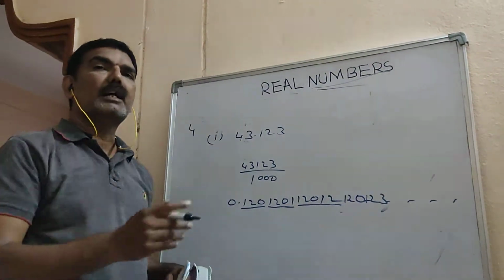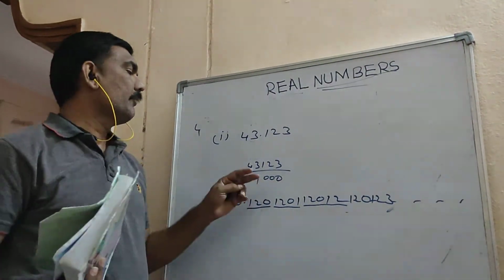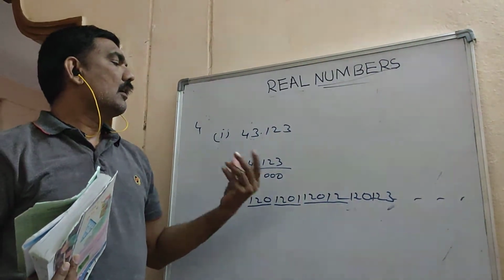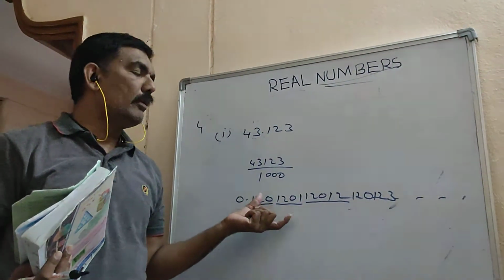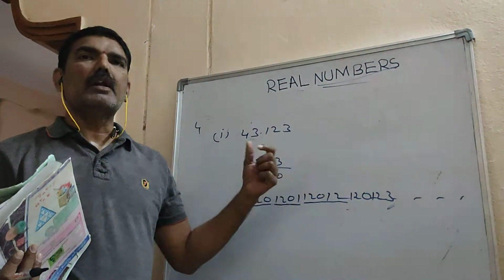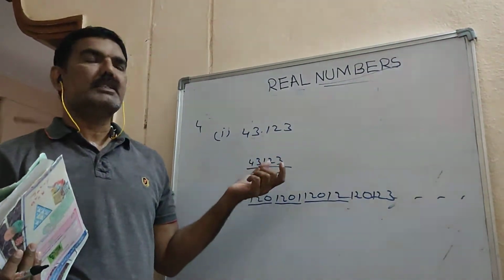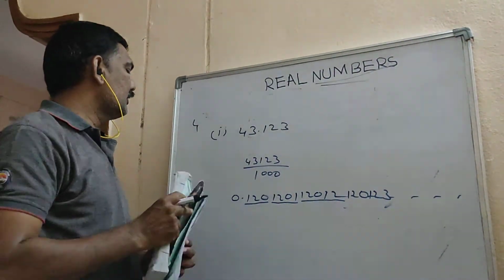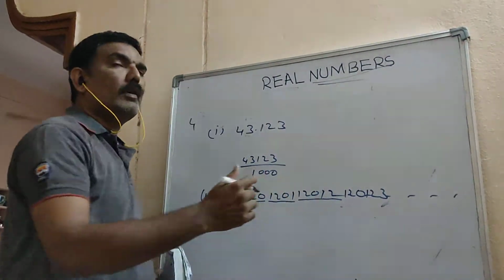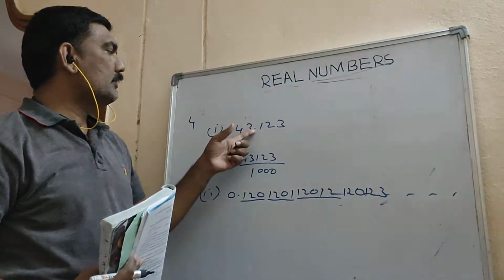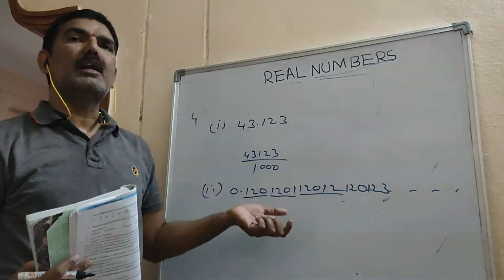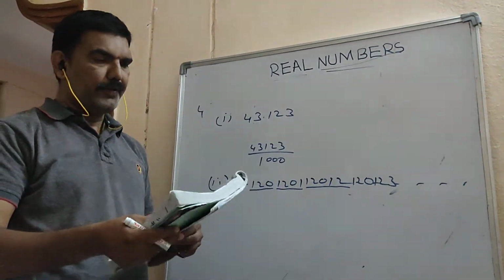So numbers like these are called irrational numbers. If anyone asks the definition of irrational numbers: the numbers which can't be terminated, non-terminating and non-repeating decimals, are called irrational numbers. So the second one is an irrational number, we can't write it in the form of p by q. Rational numbers we can express in the form of p by q. Irrational numbers we can't write in the form of p by q.